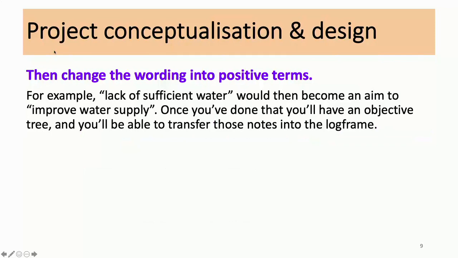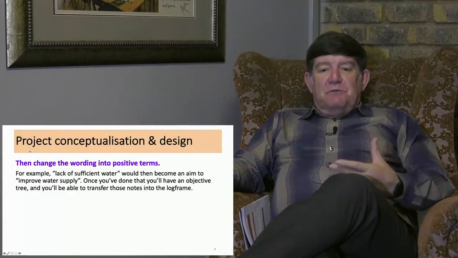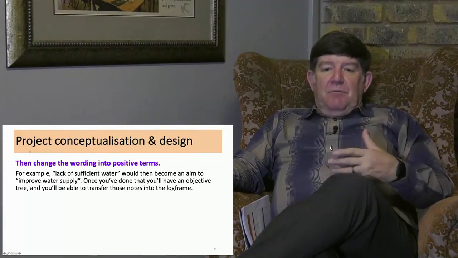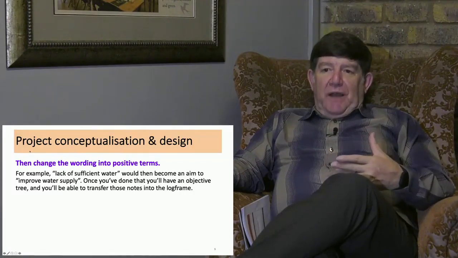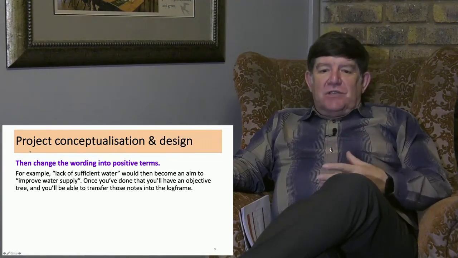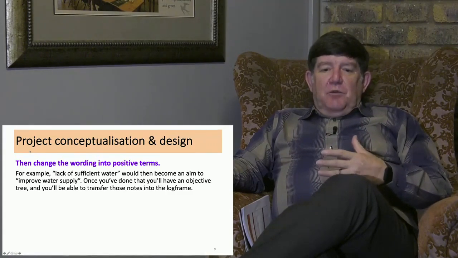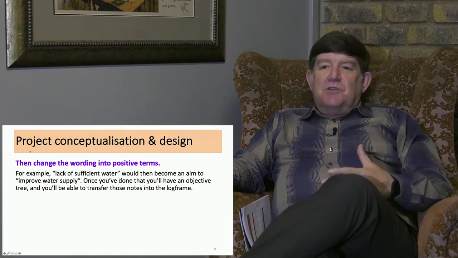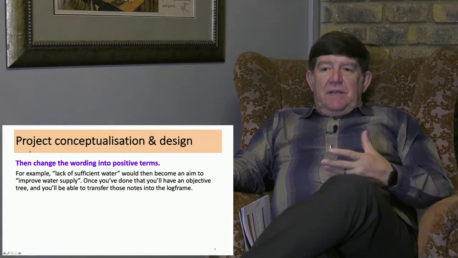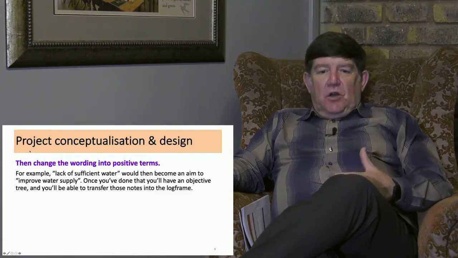Then change the wording into positive terms. You have now started with a problem which is generally negatively formulated. For example, if your problem was lack of sufficient water, it would then become an aim to improve water supply. What is your project about? It's solving the problem. So we need to formulate it in a constructive, positive way. Once you've done that, you'll have an objective tree and you'll be able to transfer these notes into the log frame. Then it becomes quite easy to fill the log frame and complete it in a coherent, logical fashion.